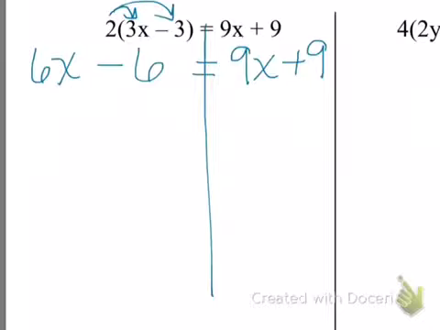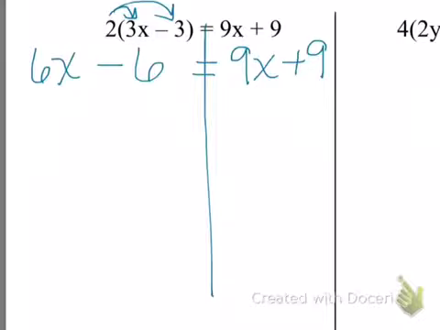Now, I'm checking each side to see, do I have anything that I can combine, any terms that I can combine. So on the left-hand side, we've got a 6x, and we've got a minus 6. So we've got a variable and a constant. I cannot combine those. On the right-hand side, we've got a 9x, and we've got a 9. One has an x, one doesn't. Again, I can't combine those. So we can go ahead and jump to step number 3.